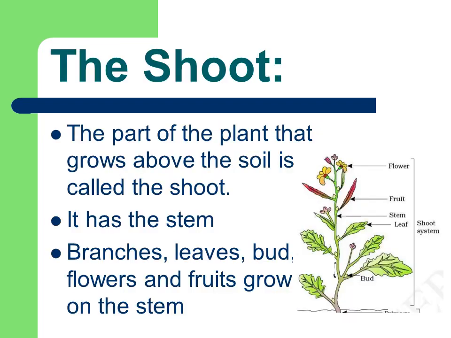Now let's study shoot. The part of the plant that grows above the soil is called the shoot. It has the stem. Now branches, leaves, bud, flowers and fruits grow on the stem. Look at the diagram here, kids. Can you see a stem? Yes, there are leaves, fruits, flower and bud on the stem. So the whole part is known as shoot or shoot system.